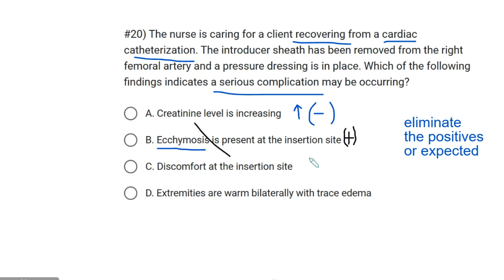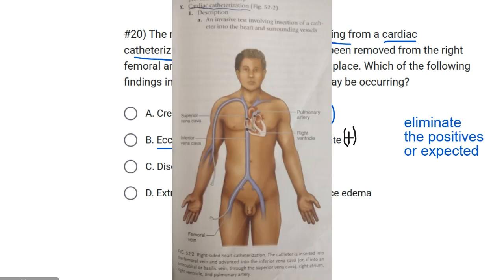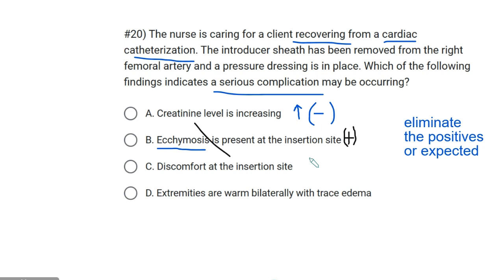Option C, discomfort at the insertion site. There again, as you can see in the picture, they have inserted this large introducer sheath into that right femoral artery, so it is expected that it will be uncomfortable. Discomfort, it doesn't say that this is severe pain or any abnormal type of pain.